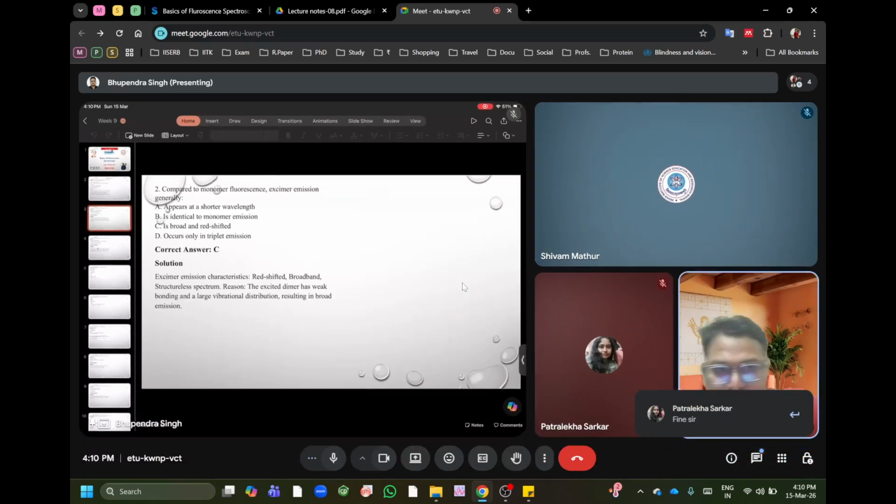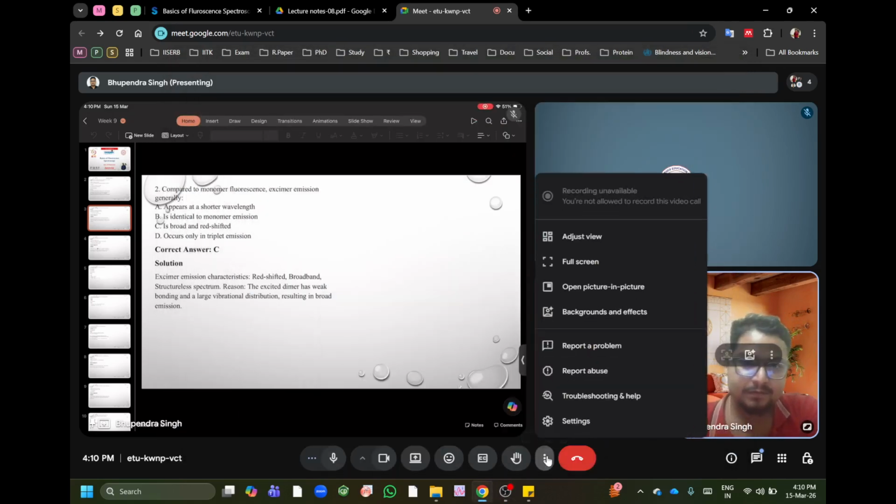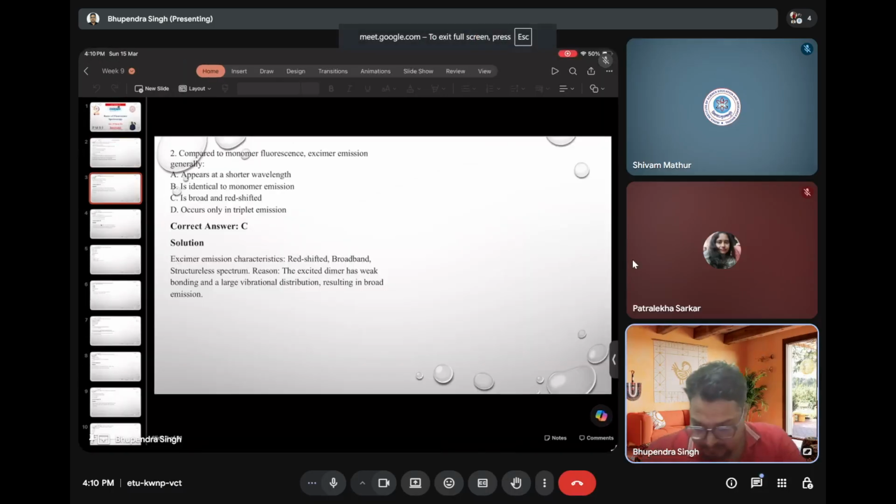Next question is: compared to monomer fluorescence, excimer emission generally, excimer emission characteristics. What are the options? Appears at shorter wavelength, is identical to monomer emission, is broad and red shifted, occurs only in triplet emission.